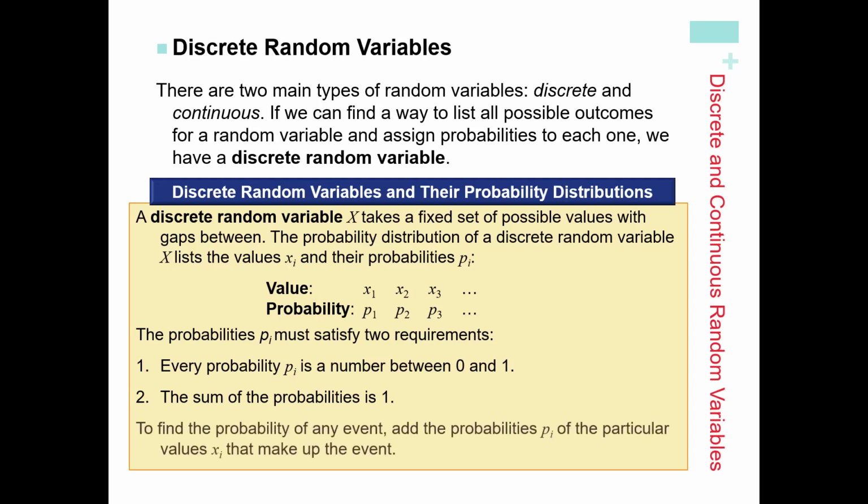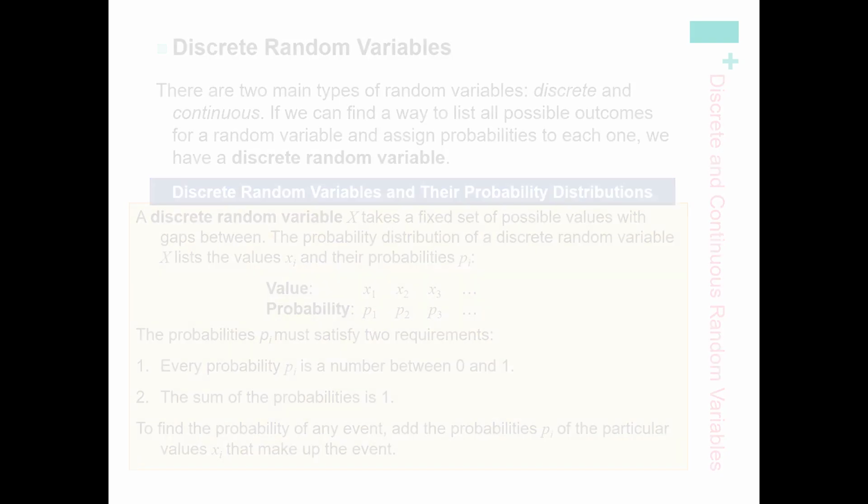Finally, to find the probability of any event, add the probabilities pi of the particular values xi that make up the event. In other words, if we wanted to know the probability of getting 2 heads or greater, we'd add the 3/8 probability for 2 heads and the 1/8 probability for 3 heads to get 4/8, or 1/2 total. We're going to look at that in a later example.